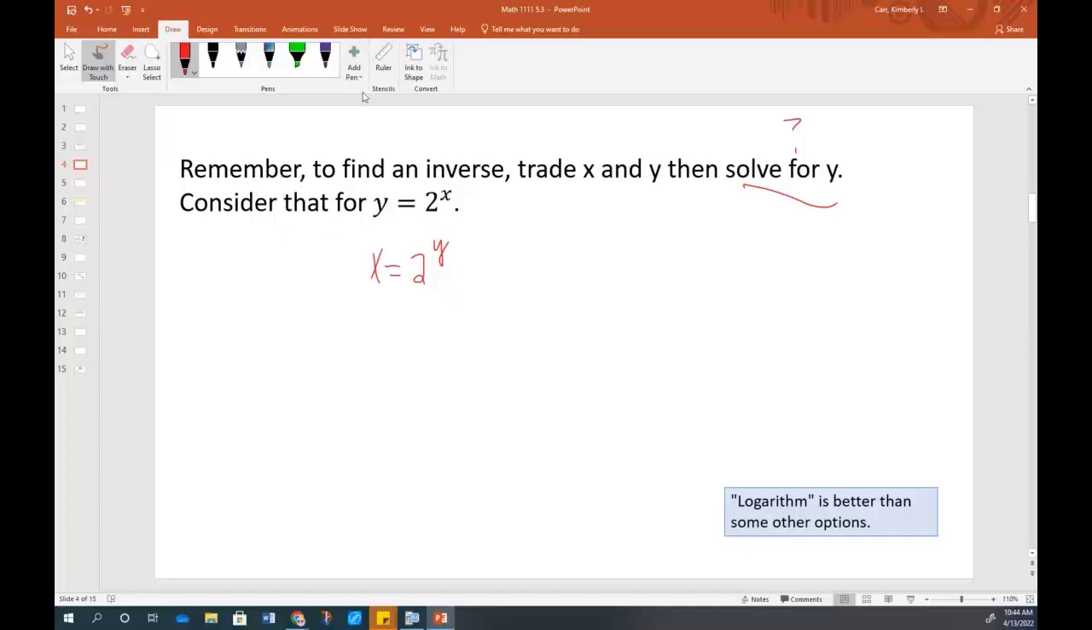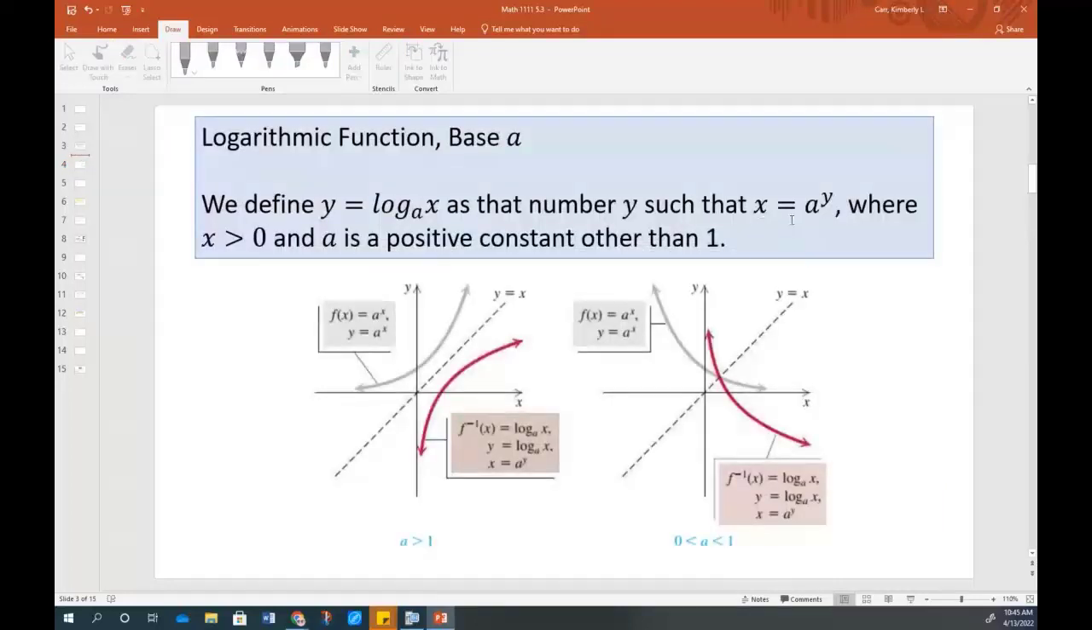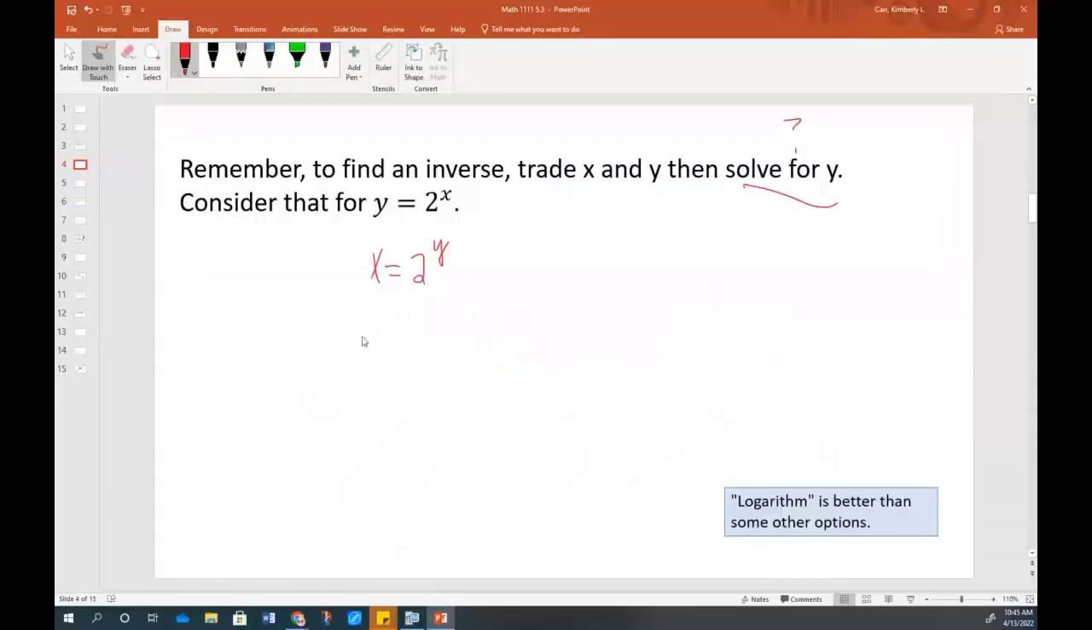I'm almost ashamed. But what we will do to get this y by itself is use our definition. I'm going to back up to it. Notice this says x equals 2 to the y. The definition said if x equals a to the y, then y will equal log base a of x. So if my a over here is a 2, then I'm going to put the a over here as a 2, and I'll say y equals log base 2 of x.